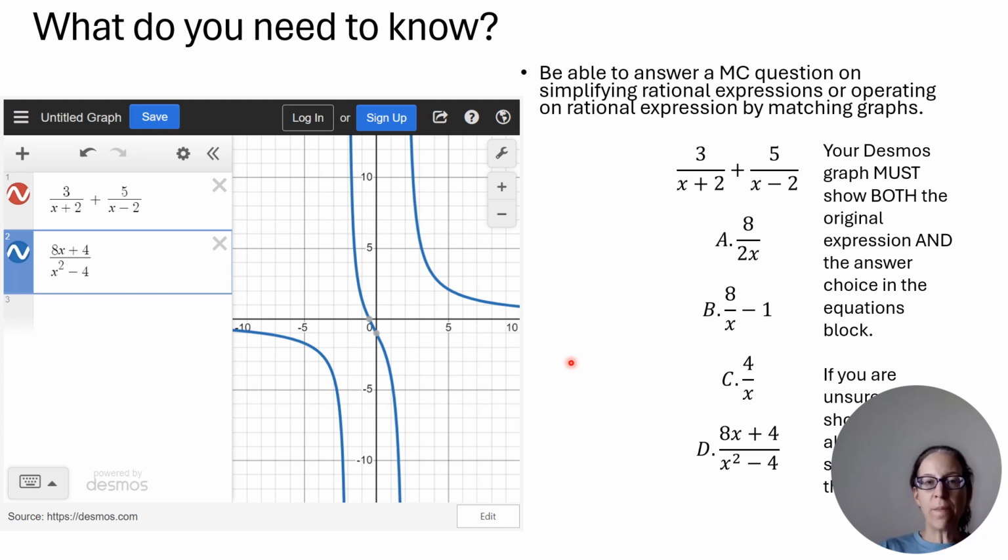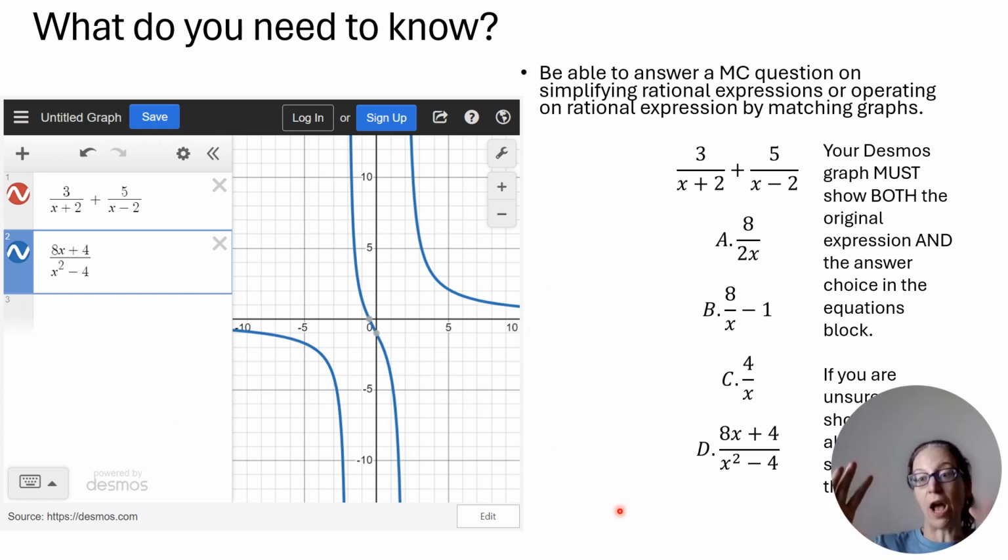On the formative that covered this, a lot of students only showed the graph of one thing, and you lost some points on that question because you weren't using Desmos to answer the question. You were going with what I showed you the answer was, and then we're not screenshotting everything. So for these problems, you do need to show both the equations and the graph.